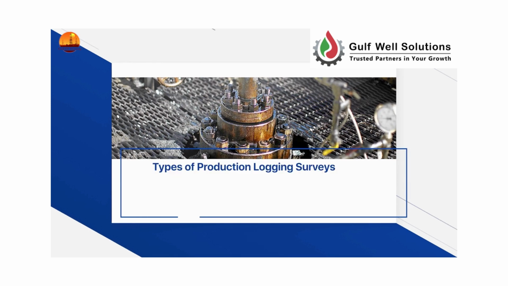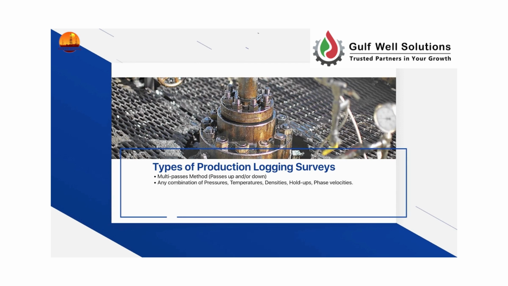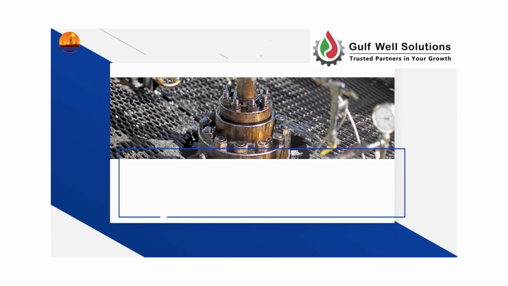Types of production logging surveys. A production logging survey depends on the type of the well, the type of the survey, and the logging method. There are many types of production logs, depending on the objectives of the test: stationary, flowing, build-up measurements, multi-pass methods, passes up and/or down, and any combination of pressures, temperatures, densities, holdups, and phase velocities.